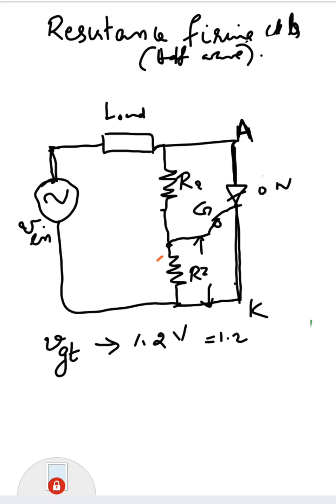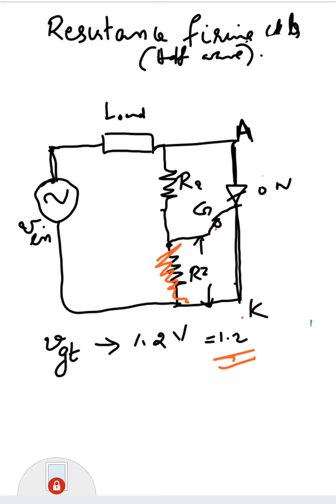When the voltage across this resistance R2 reaches 1.2 volt, immediately this gate and cathode will give sufficient voltage to turn on this SCR. The SCR will turn on and we can control the power. Okay. Now at different angles you need to control it.